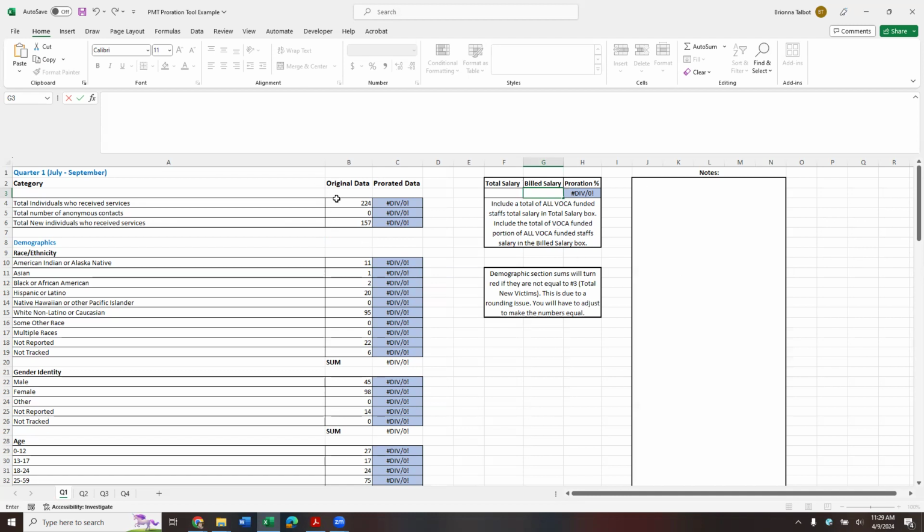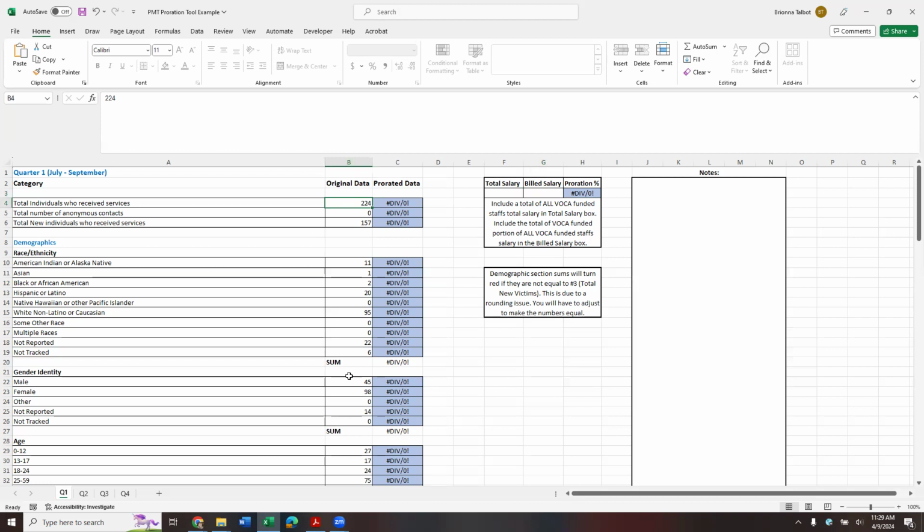So what I've done here is I've started by putting in my original data into this column B. To save the time of inputting all these numbers, I pre-filled them, but this would be pulled from whatever reporting system you use. If you use Apricot or VS Tracking or a spreadsheet of some sort, whatever you use, this is where you're going to put it in, is in this column B.